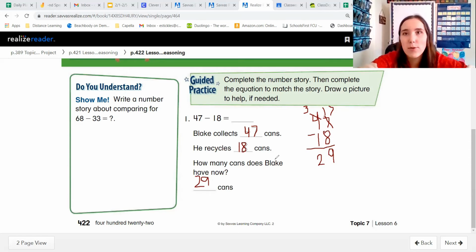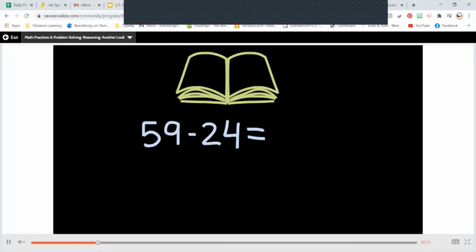Let's go watch one more quick video before we do some more practice. Do you like stories? Me too. Especially when they are number stories. For example, take this problem. 59 minus 24. This problem takes a little bit of work, but maybe I can make a story out of it to help me. What's a great number story I can write for this? Well, let's think about what 59, 24, and the minus sign mean in this problem.